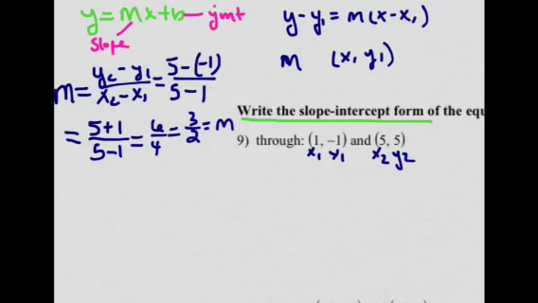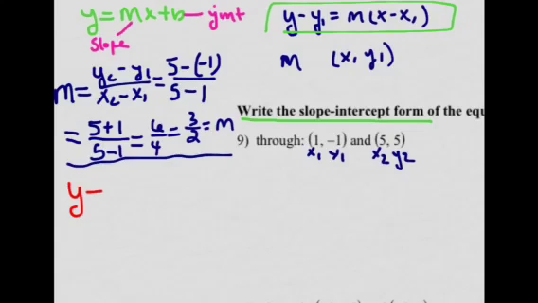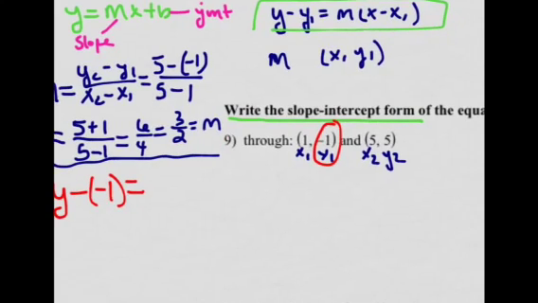So now we have an m, and we have an x1, y1. So now we can use our point-slope equation. Our point-slope equation looks like y minus y1. Hey, look at me, I'm negative. I'm going to put them in parentheses. Equals m, so that's 3 halves, parentheses x minus x1, which is 1.